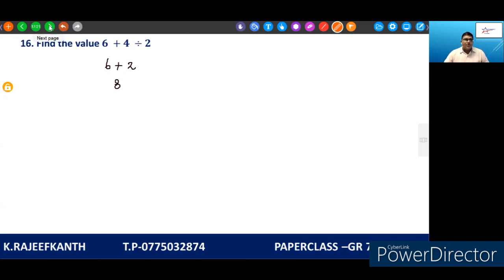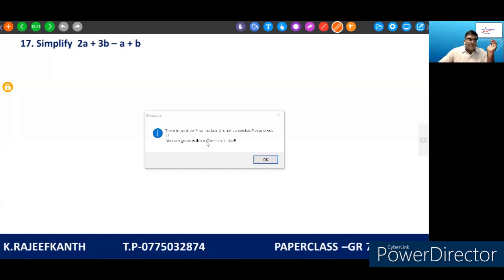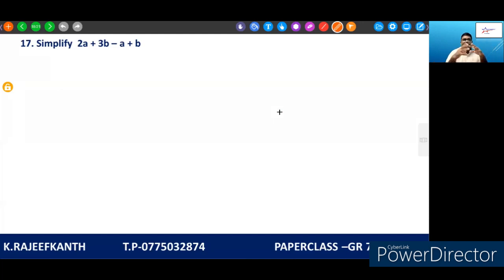Right? So question number 17. Here this is also in the unit of algebraic expression. Here you have to simplify. You know what are like terms and what are unlike terms. So you can add or subtract the like terms. So first you have to identify the like terms. Then you can simplify it. Here 2a plus 3b minus a plus b. You have to identify the like terms.